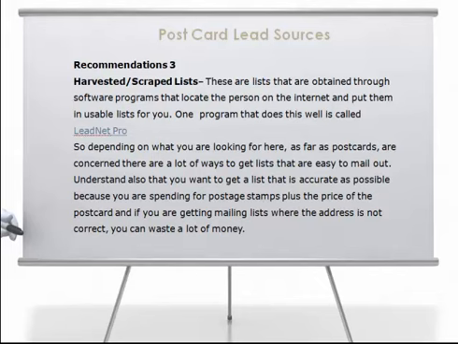Now, harvested or scraped lists, these are lists that are obtained through software programs that locate the person on the internet and put them in usable list format for you, such as maybe Excel, usually CSV format or Notepad or something like that. Some of them might even separate the phone numbers from the mailing address and put it in a nice neat file for you. Now, one program that does this quite well is one called LeadNet Pro.